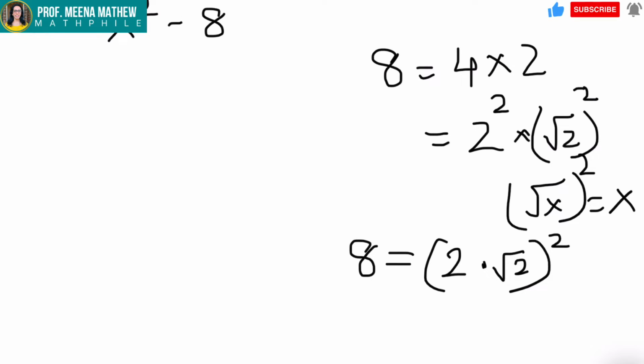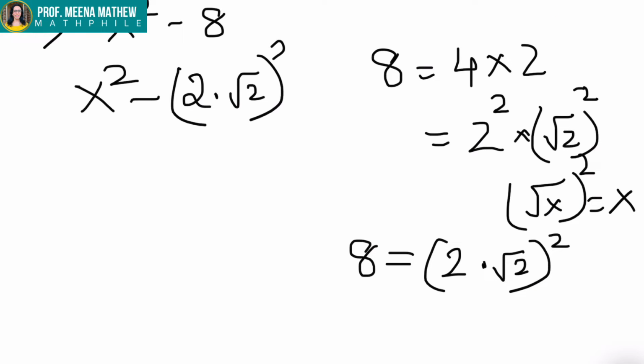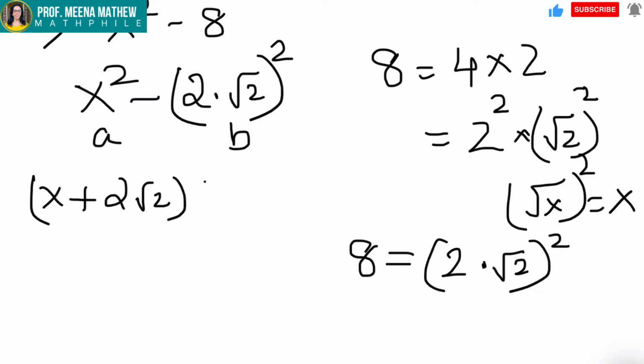Let us simplify this question. X square minus 8. X square minus 2 times root 2 square, since 8 equals 2 root 2 square. Here a equals x and b equals 2 root 2. The sum times difference. So x plus 2 root 2 times x minus 2 root 2. That is the factors.